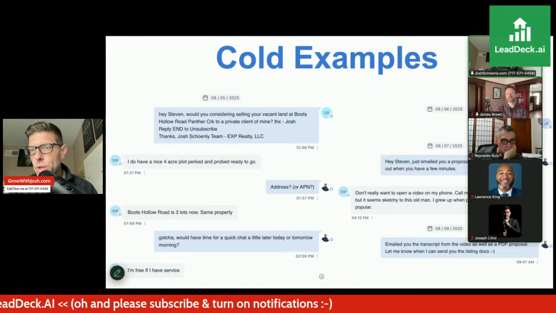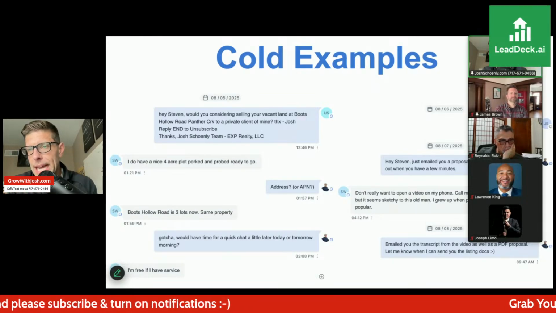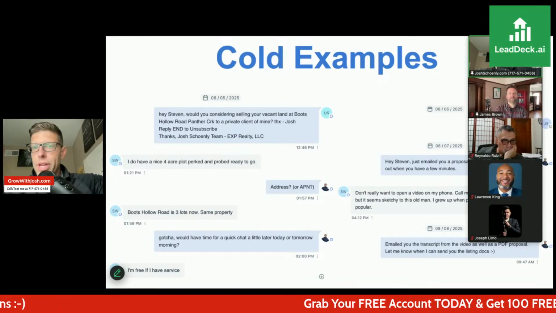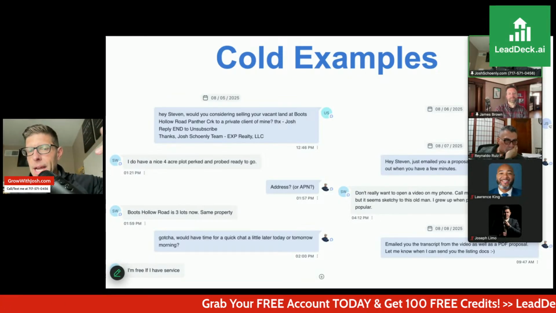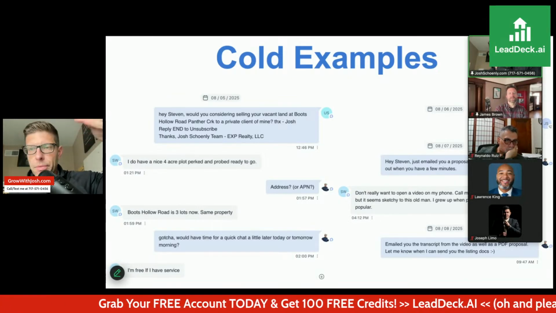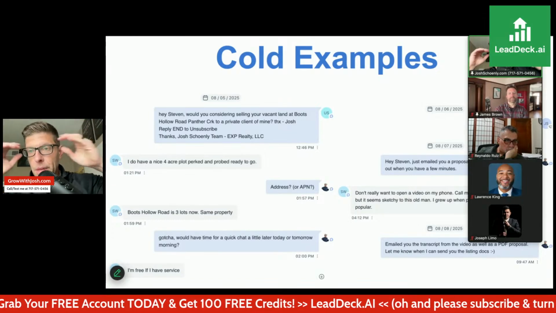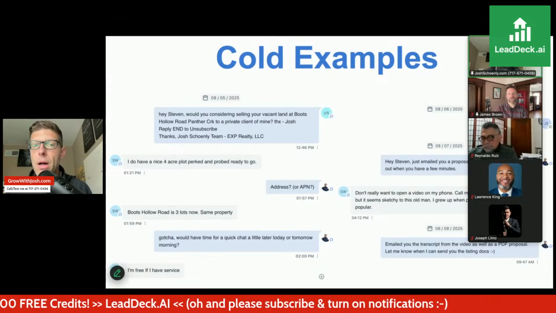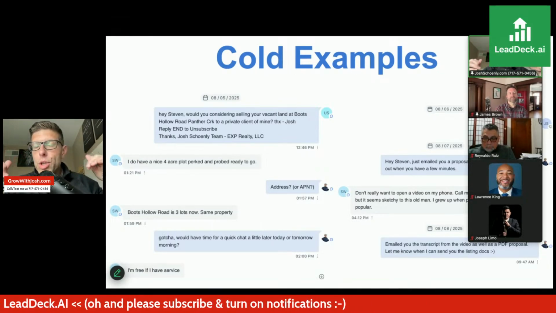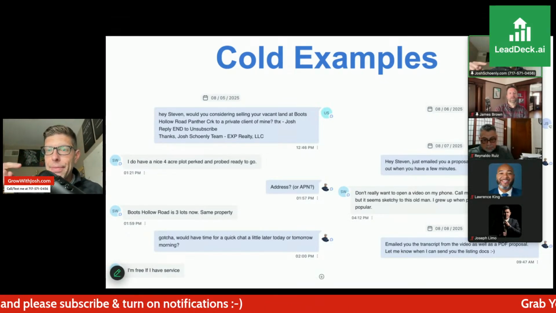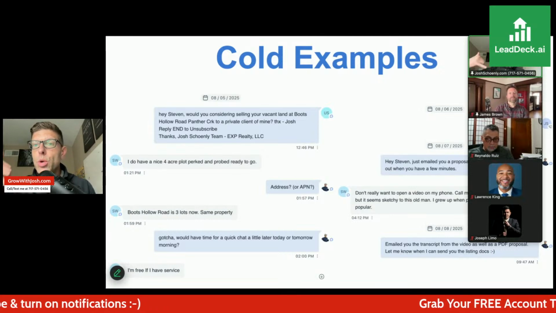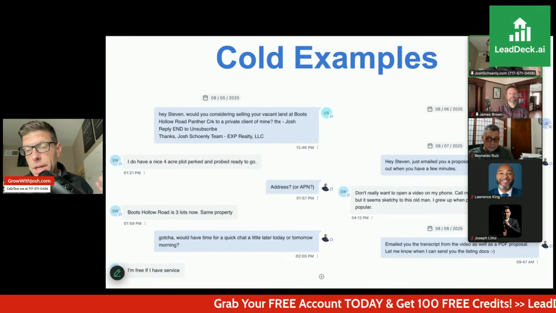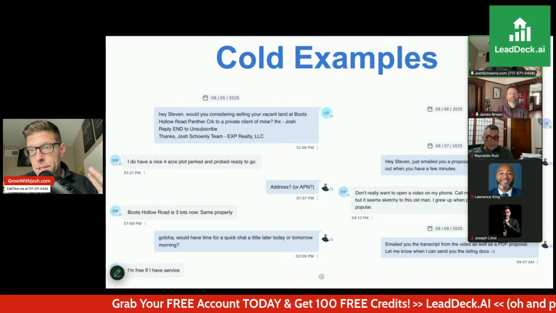The email that I use for cold outreach is exactly the same. The subject line is for James, RE, the street address, and the email is, hey James, would you consider selling your vacant land? Blah blah blah. It's the exact same thing, except it's formatted like an email. You got to have a subject line, and I put a signature file. But you're trying to get them to raise their hand and then strategically pivot to a phone conversation or an in-person appointment.